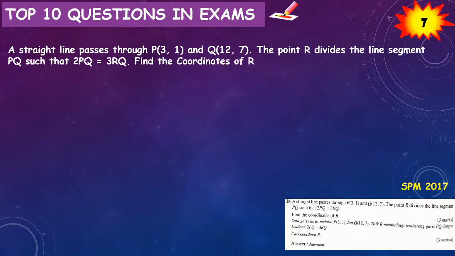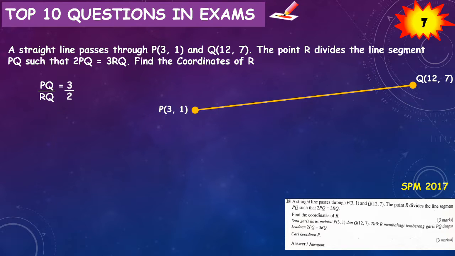A straight line passes through P(3, 1) and Q(12, 7). The point R divides the line segment PQ such that 2PQ equals 3RQ. Find the coordinates of R. We first find the ratio of PQ versus RQ, which is 3 to 2. Since RQ is 2/3 of the whole line PQ, point R is closer to P compared to Q.